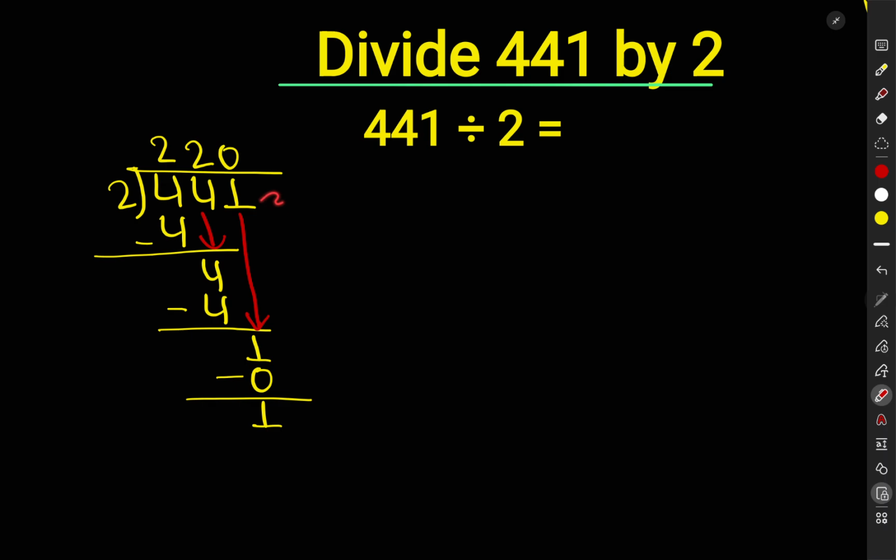So now there is no other number beside, so we put here a decimal so that we take 0. So it is 10 and 2 times 5 is 10. On subtracting, it is 0. So 441 divided by 2 is 220 decimal 5.